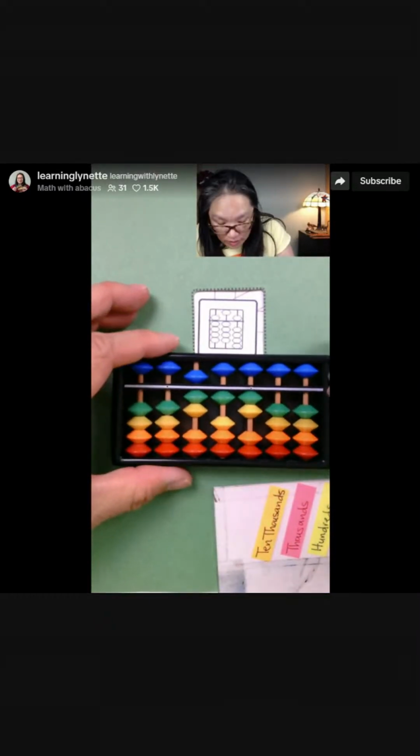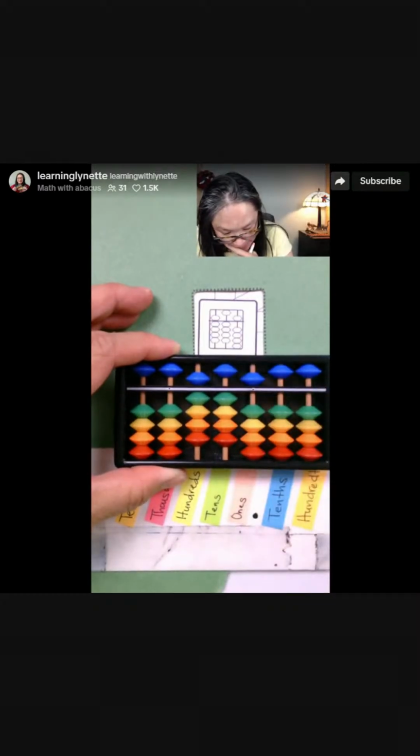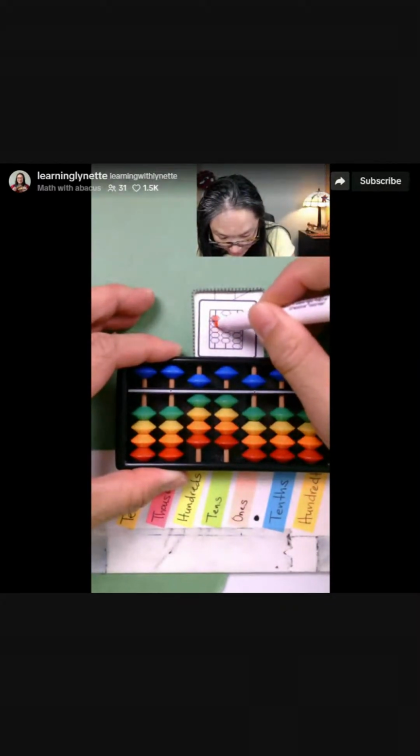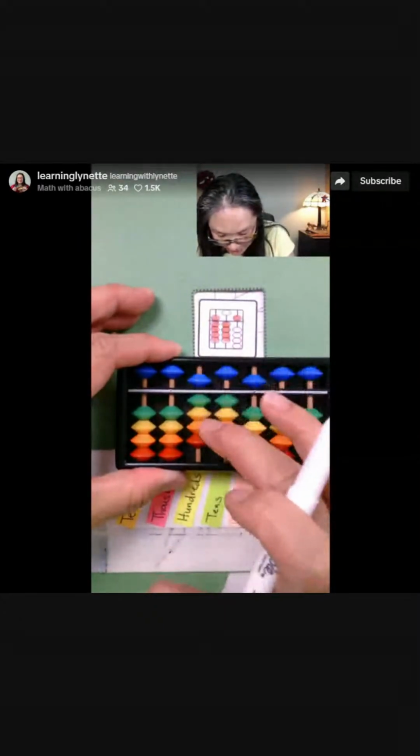All right, so we have this number, and if I have my hundreds, my tens, and my ones, if I look at it, this is 5, right? And I count it: 5, 6, 7, 8, 9. This is 4, 1, 2, 3, 4, and then this is 5.